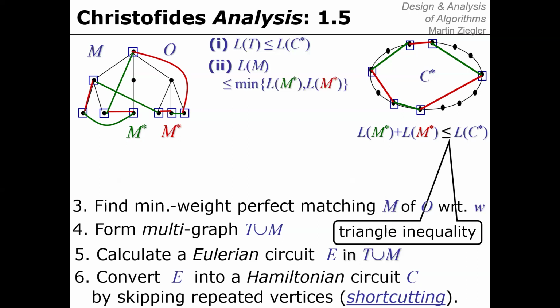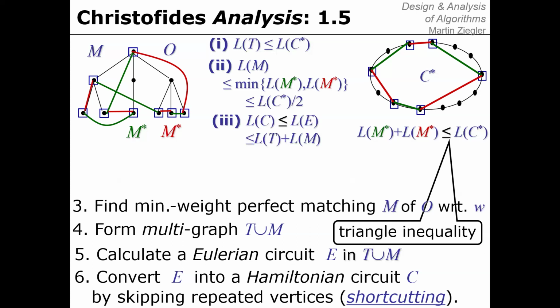Triangle inequality. And as I just said, the weight of the minimum weight perfect matching from step 3 will be no larger than the green one and no larger than the red one, therefore no larger than the minimum of the two. And now, since the two, green and red, add up to the total optimal tour, at least one of them will have weight less or equal than half of the weight of the total tour, which means the minimum has weight less than half the weight of the total tour.